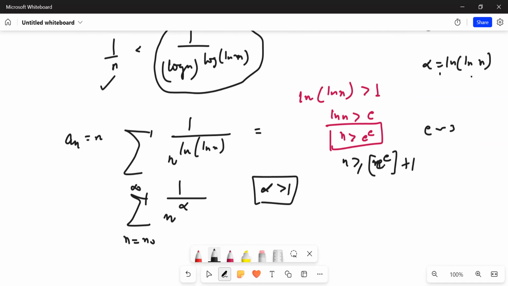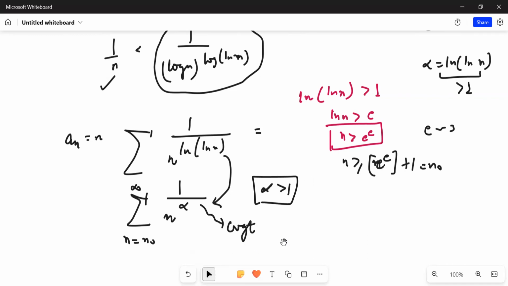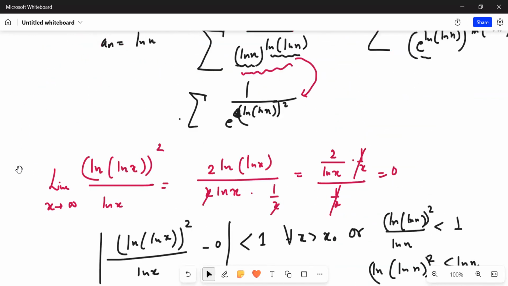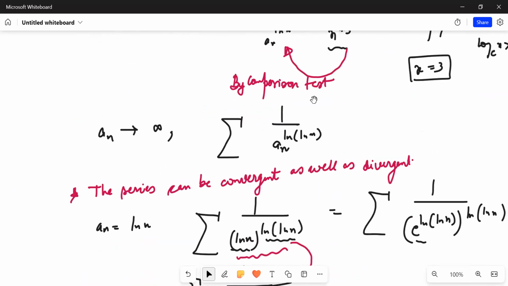Let me write ln of ln n as alpha. Okay. Now I know that for all n greater than e raised to power e, and if I want to find the natural number, it would be the greatest integer of e raised to power e plus 1. It will give me that natural number, and beyond it, I understand that this is greater than 1. So basically, this series can be written in this form, 1 upon n raised to power alpha. If alpha is greater than 1 for all n greater than or equal to n naught, I understand that this series would be a convergent series. So nothing can be said about this series. It can be convergent as well as divergent, provided an tends to infinity. So summation 1 upon an raised to power ln of ln n may converge and may also diverge.